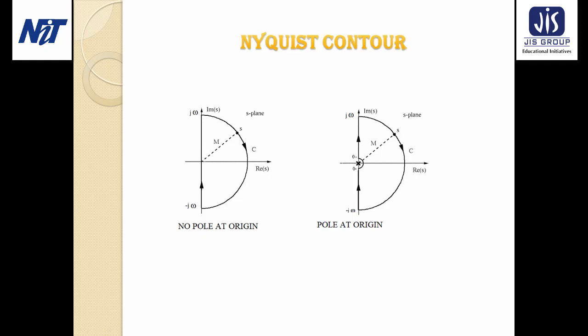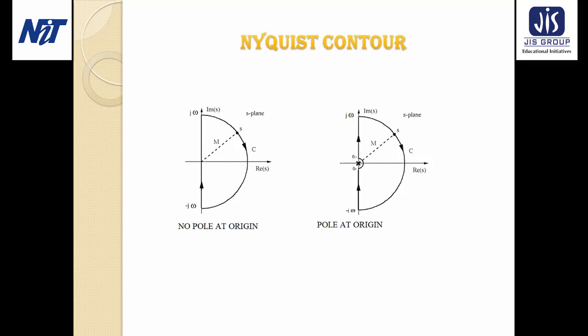And for section 2, we will consider the semicircular path which has infinite radius. In section 1, we know that this is on the imaginary axis and the real part becomes 0. So here omega varies from 0 to infinity, and for the mapping of section 1, we need to put s equal to j omega, as the real part becomes 0.